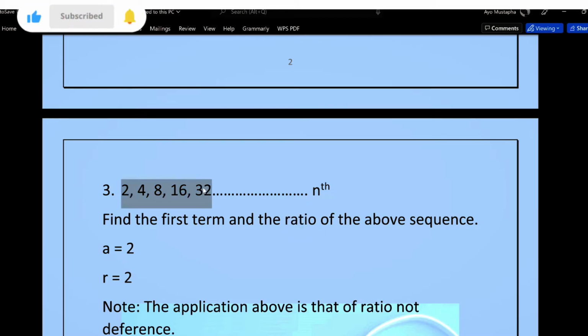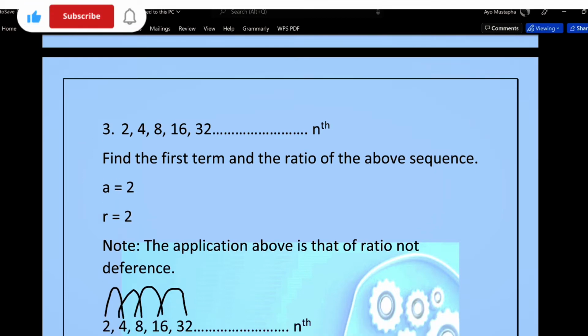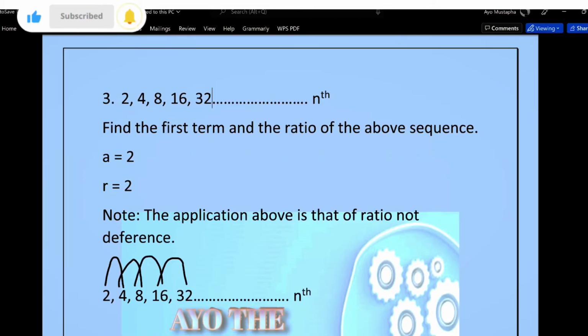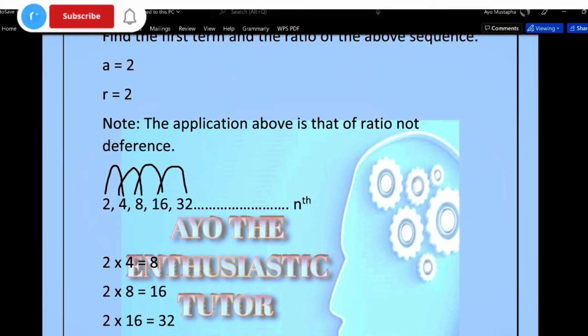Now, this is from 8 to 16. It's from 16 to 8. And as you can see, it's not a question of difference. Now, it's a question of ratio. Now, we say, note the application above is that of ratio and not of difference. It's still the same process, but it's a different method now. So we have our first term is 2, as you can see here, and our ratio equals 2.